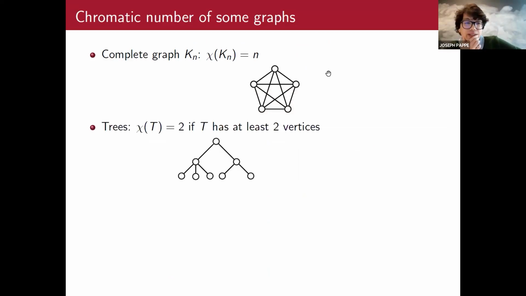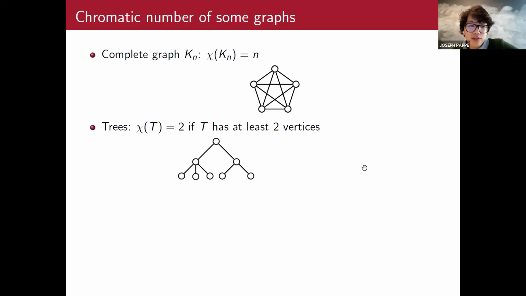If we look at trees, the chromatic number of a tree is always two if it has at least two vertices. And if you've never seen a tree before, trees are just connected graphs that have no cycles in them. So why might this be true?